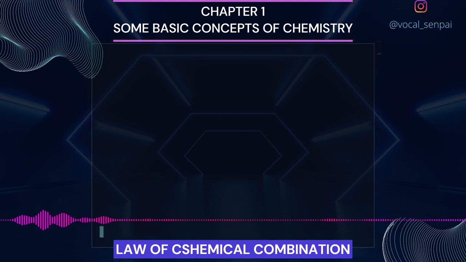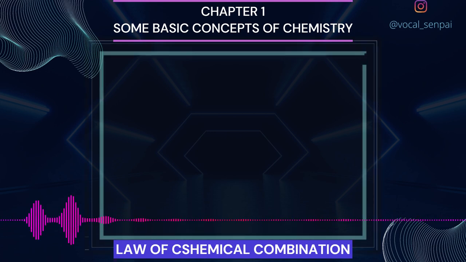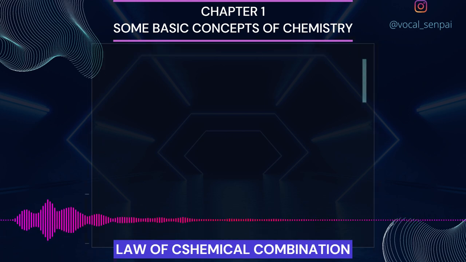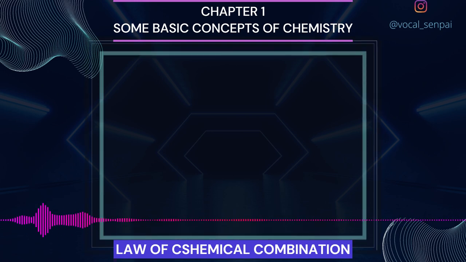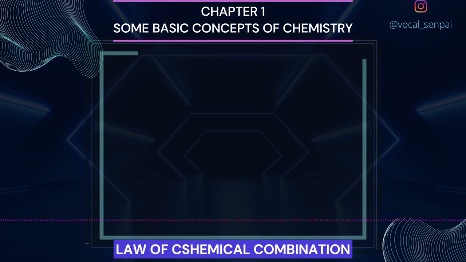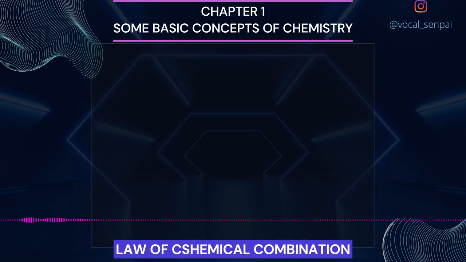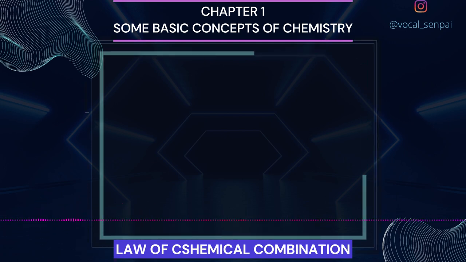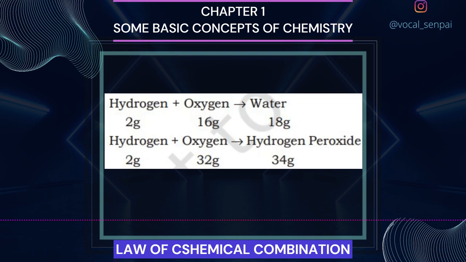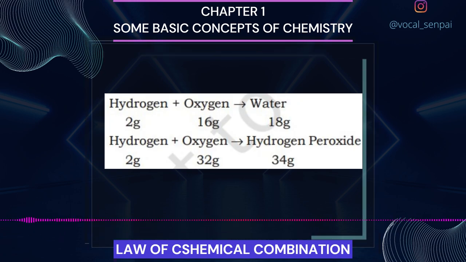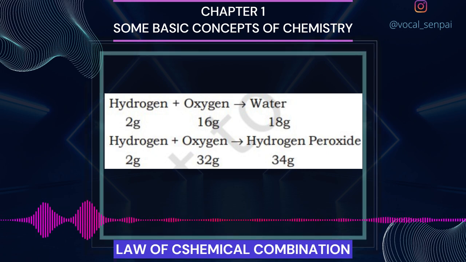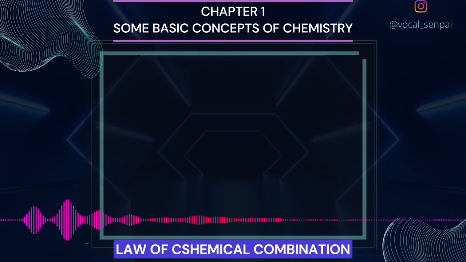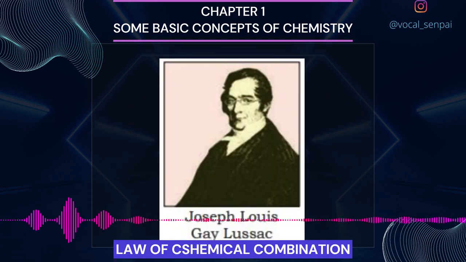Law of multiple proportions. This law was proposed by Dalton in 1803. According to this law, if two elements can combine to form more than one compound, the masses of one element that combine with a fixed mass of the other element are in the ratio of small whole numbers. For example, hydrogen combines with oxygen to form two compounds, namely, water and hydrogen peroxide. Here, the masses of oxygen, i.e., 16 g and 32 g, which combine with a fixed mass of hydrogen, 2 g, bear a simple ratio, i.e., 16:32 or 1:2.